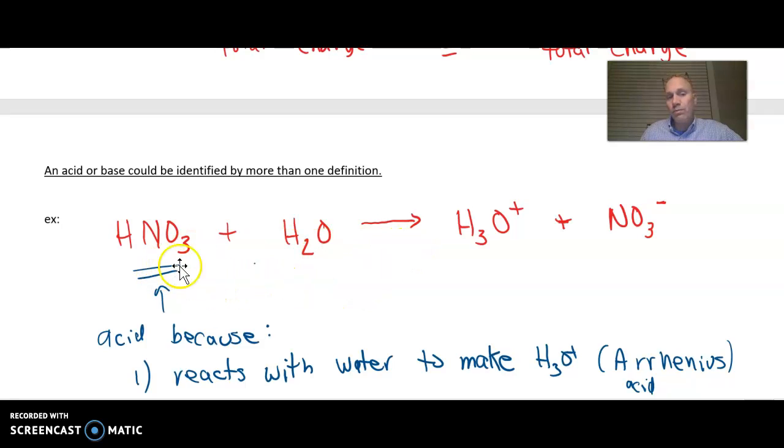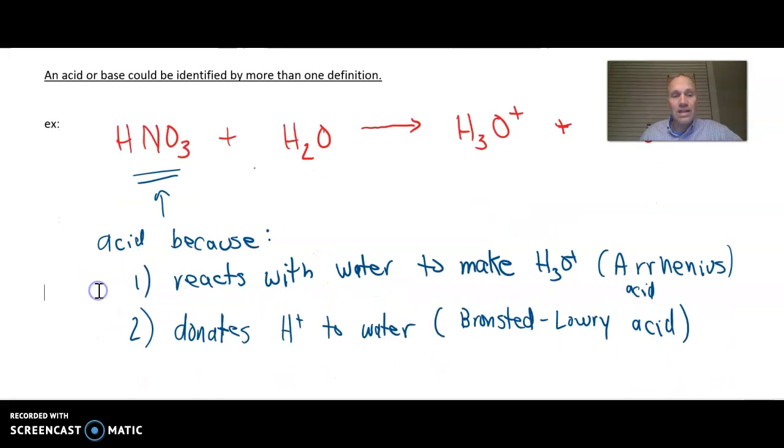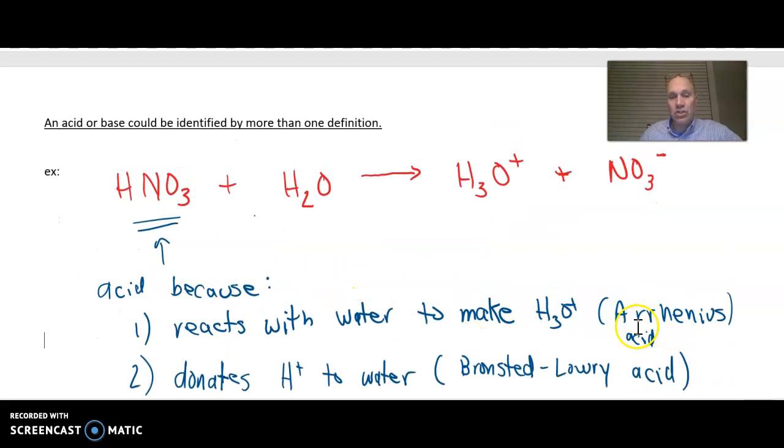this chemical right here acting as in this reaction? All right. Well, one person might look at this and say, well, it's a hydrogen-containing compound, and when it reacts with water, it makes H3O+. And by that definition, if you look at it that way, you could identify it as being an acid by the Arrhenius definition. All right.